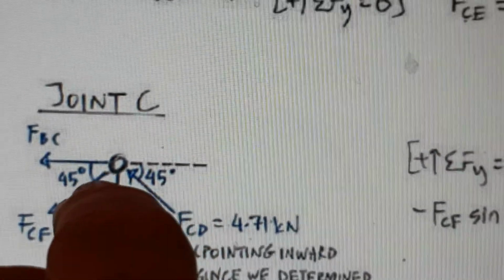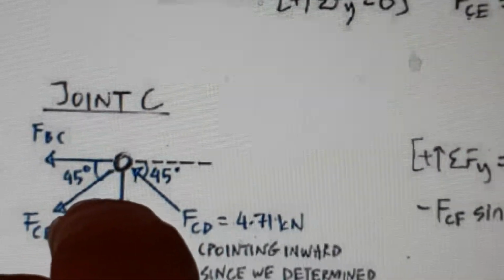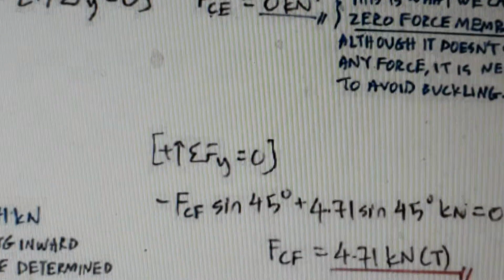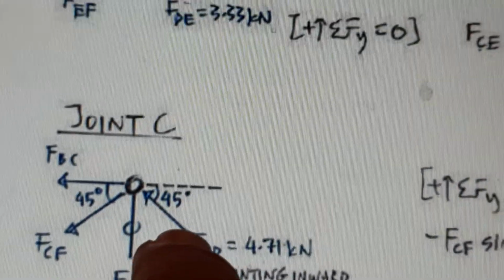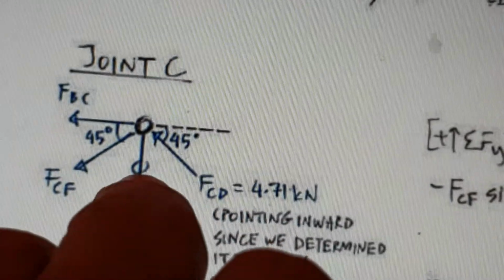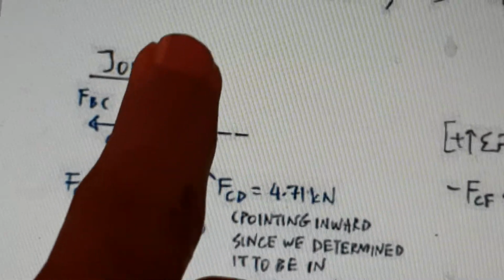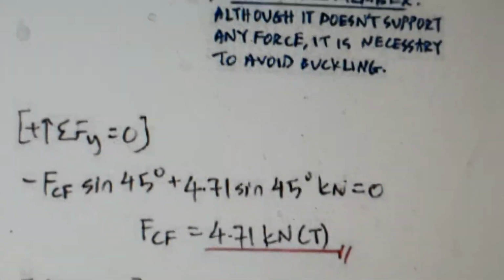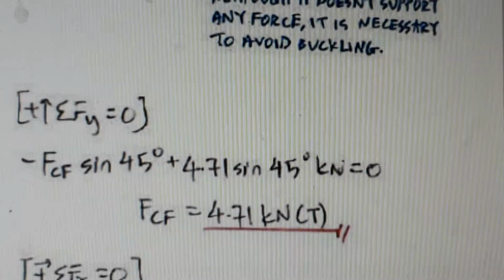We look at the y. So this is cosine 45, sine 45 negative, FCF. See? And this one, cosine 45 in the x, sine 45 as going up in the y. So that's why 4.71 sine 45. So FCF is positive, it's tension.